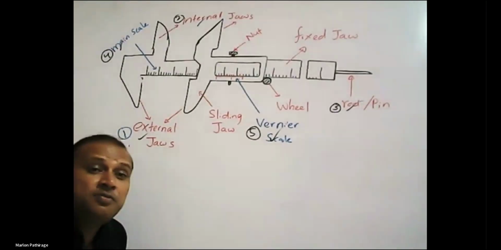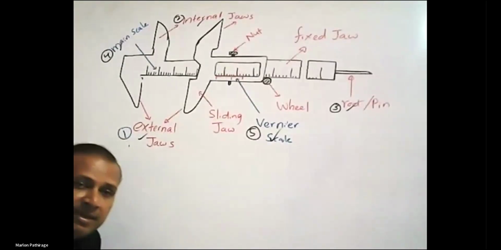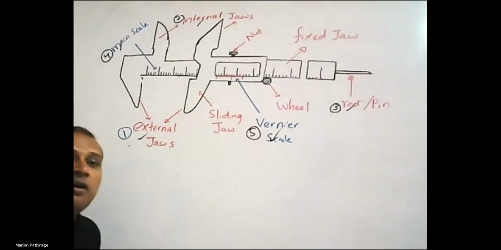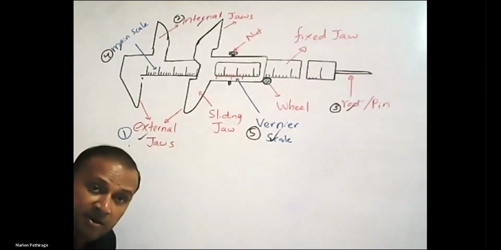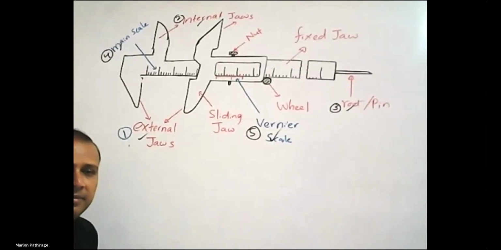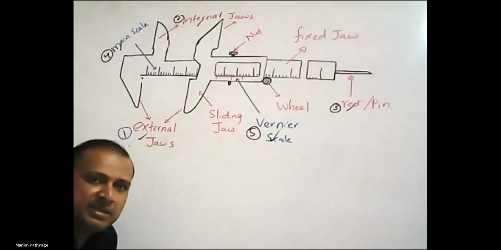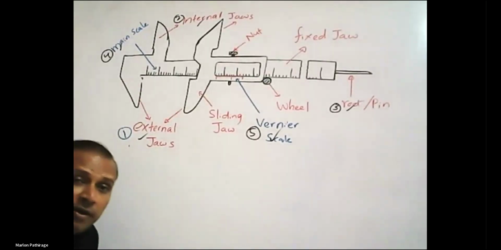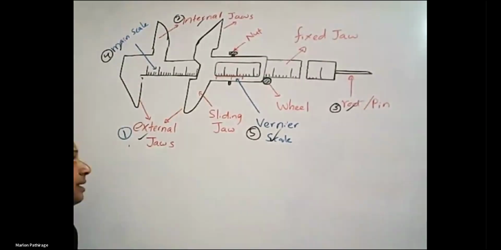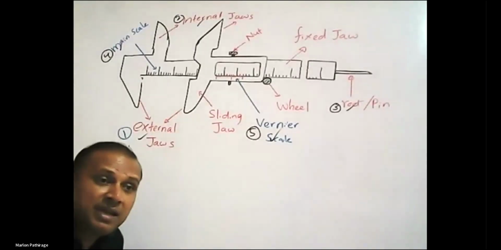The main scale is marked on the fixed jaw. Generally, it is calibrated in millimeters. That is the paragraph of main scale. Then the vernier scale. Now we are discussing the vernier scale today. So under the vernier scale, you have to write this one. It is marked on the sliding jaw.